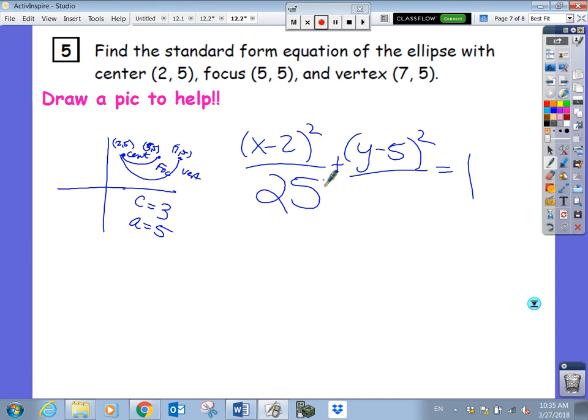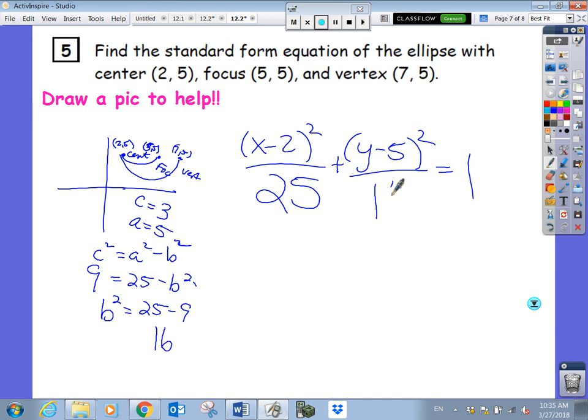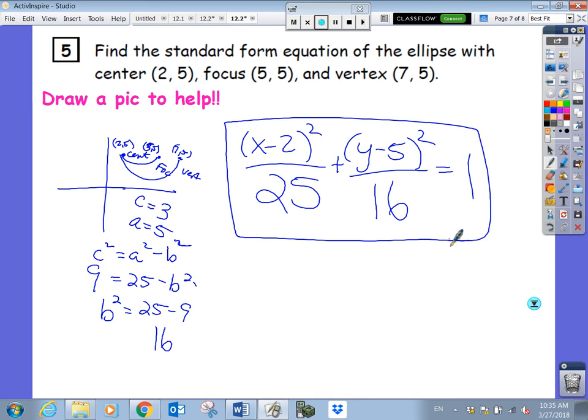And now we just have to use our equation. C squared equals a squared minus b squared to find b squared. So 9 equals 25 minus b squared. Bring the b over. B squared equals 25 minus 9. So we get 16. No need to take the square root of that. We don't care what b is. We only care what b squared is when we're writing the equation.